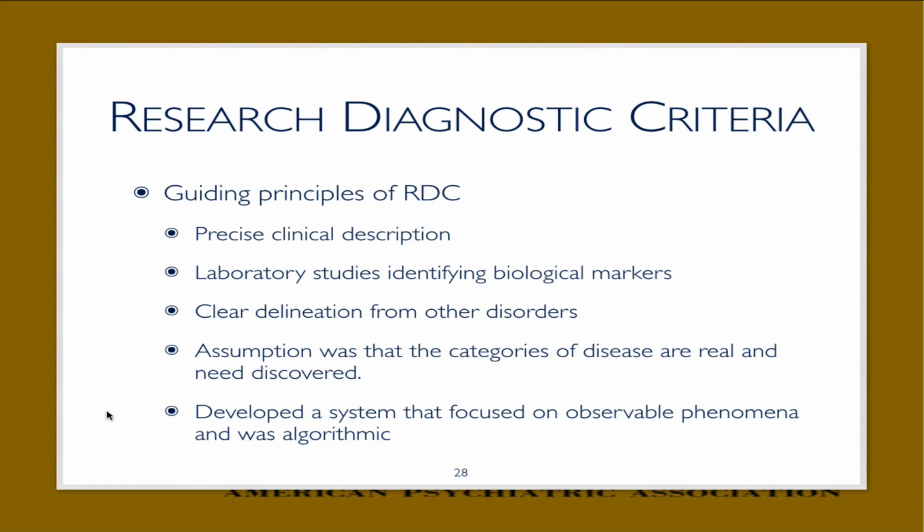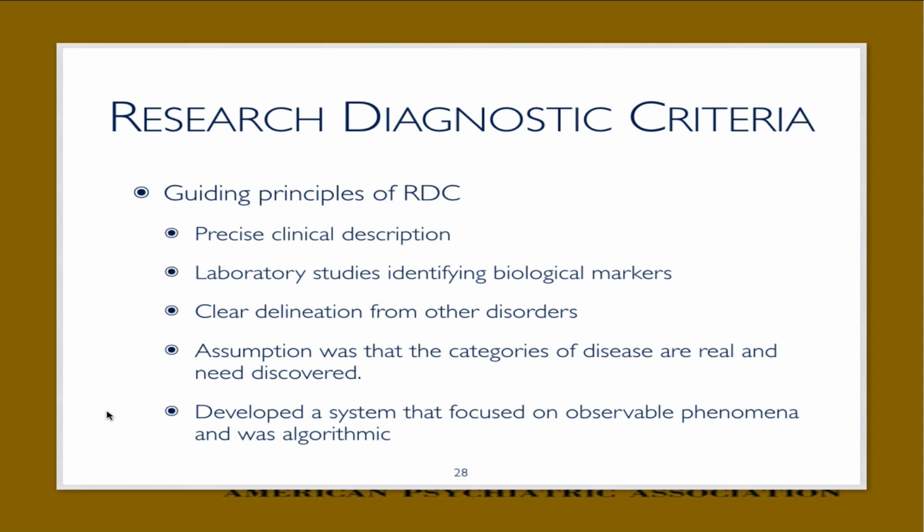Some of the goals that they had when they developed the RDC was that psychological disorders should have precise clinical descriptions. There should be laboratory studies that identify biological markers when they were available, a clear way to distinguish one condition from another. And the categories of things that we are describing in the RDC are real things that need to be discovered, and we're not just making stuff up.